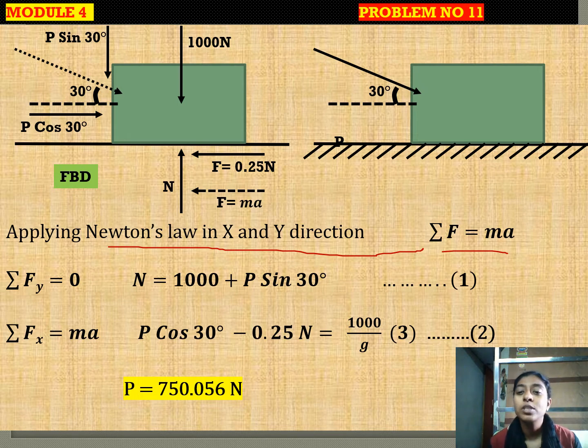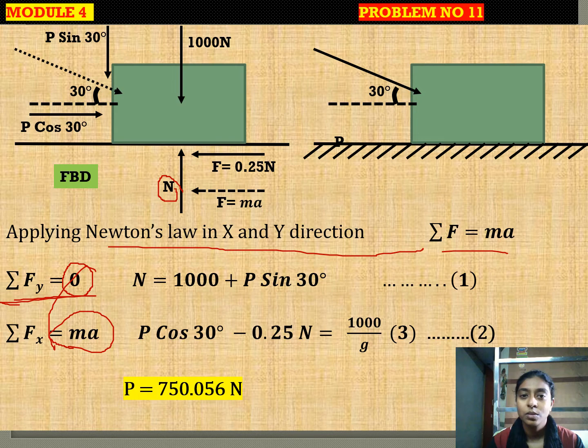Now the motion is only on the horizontal plane, not in the vertical direction. So the inertia force in the vertical direction is equal to 0. Sigma Fy is equal to 0. We have the movement in the x direction, so sigma Fx is equal to ma. So resolving the vertical forces, N is equal to 1000 plus P sin 30, or N minus 1000 minus P sin 30 equals 0. That will be our equation 1.